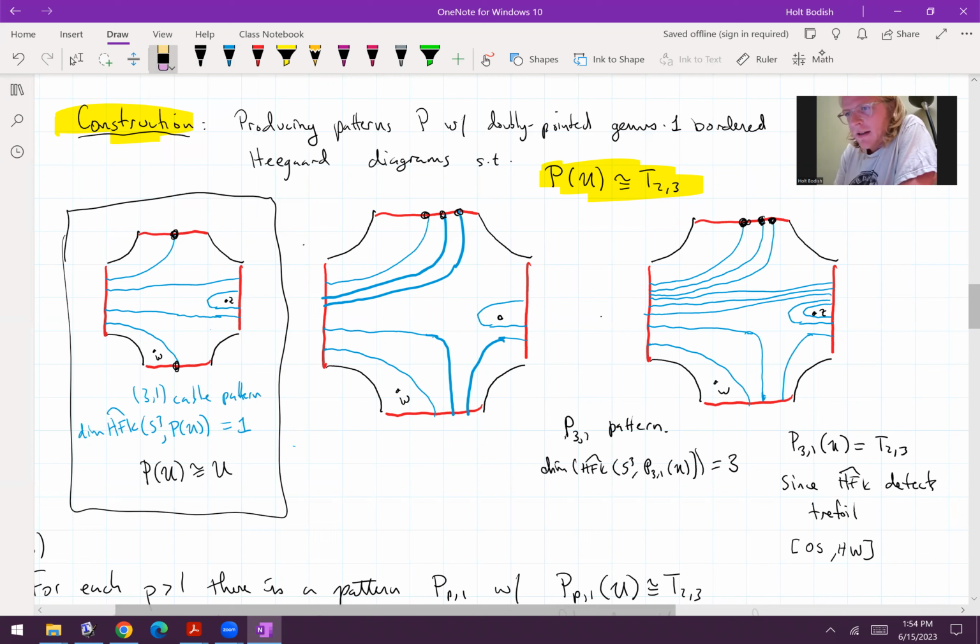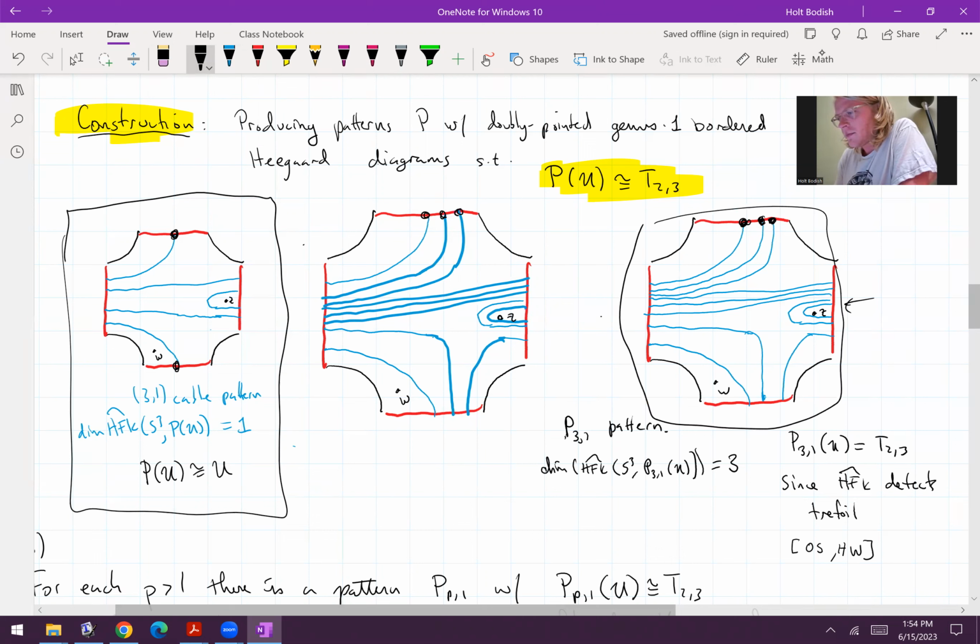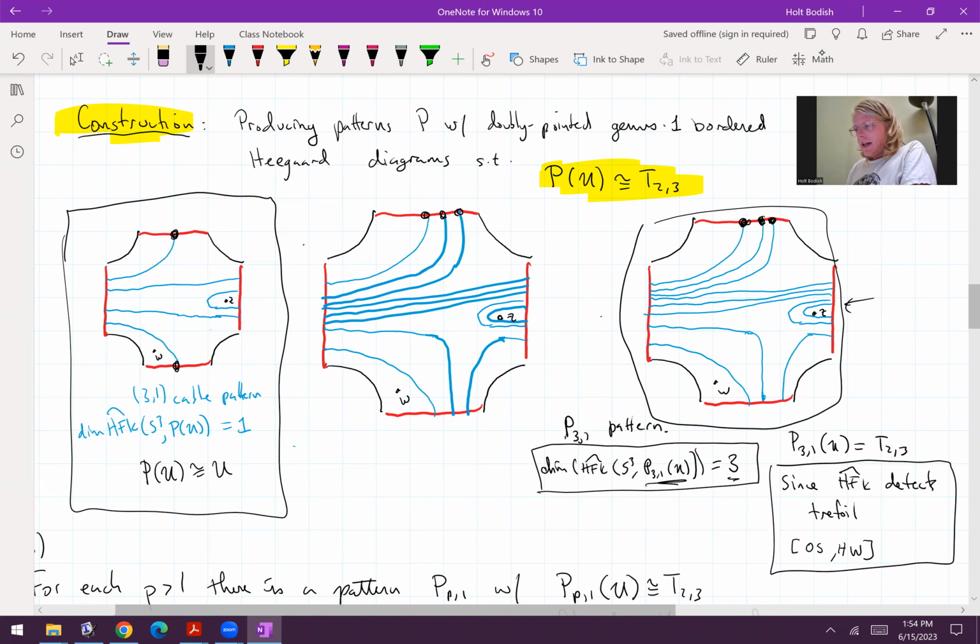So let me redraw it to give myself a little bit more space. I'm going to go through here and I'll push it until I end up inside the bigon that contained the Z base point, and then I'll just hook it over the Z base point once. And I end up with this beta curve on the right. And you can see that the dimension of the knot Floer homology of this pattern applied to the unknot is 3. And since knot Floer homology detects the trefoil knot, I don't even need to draw the actual knot I get in S3 from this construction. Know that when I apply this pattern to the unknot, I get the trefoil.